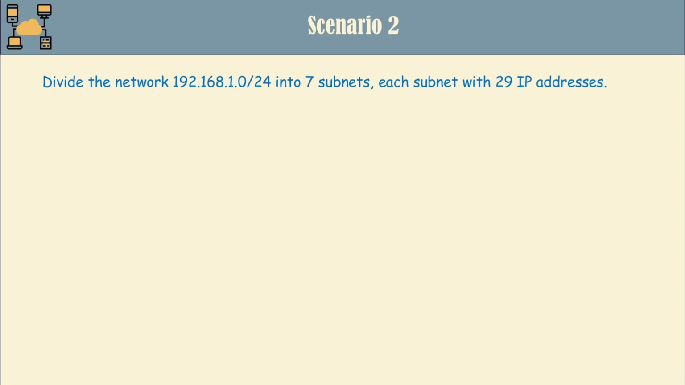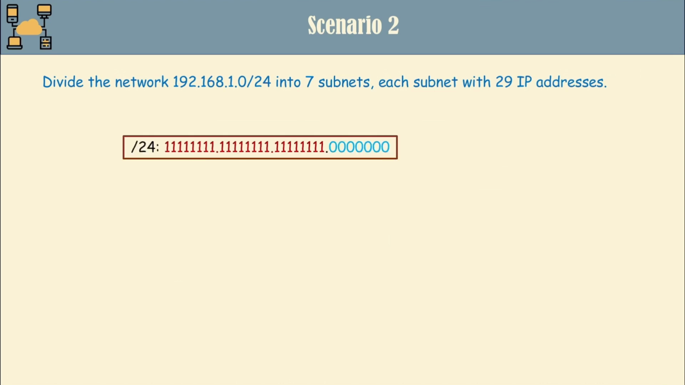Scenario 2. Divide the network 192.168.1.0/24 into 7 subnets, each subnet with at least 29 IP addresses. Step 1. Determine the number of borrowed bits. To divide the /24 network into 7 subnets, we need to find the number of bits required to create 7 subnets. Since 2 to the power of 3 is equal to 8, which is greater than 7, we need to borrow 3 bits.